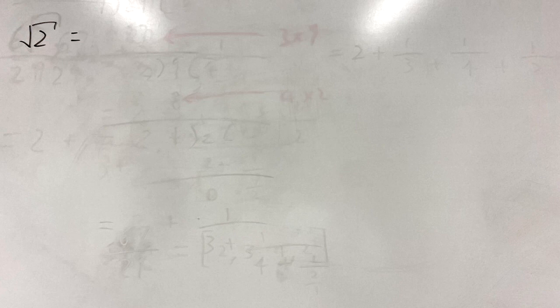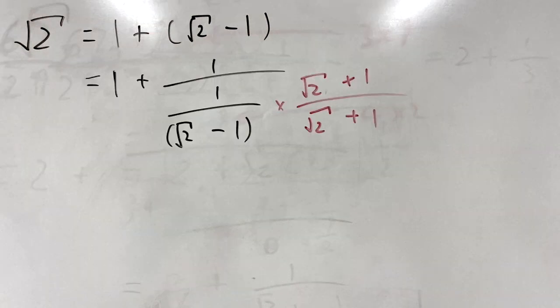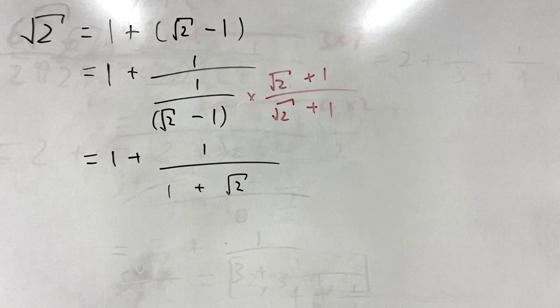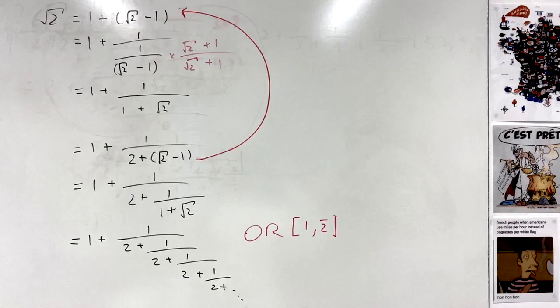In order to expand root 2, we first separate the partial quotient and the largest positive remainder. Next, we flip over and we try to simplify it. Eventually, we can see that we have to expand root 2 minus 1 again. We can see that this is an indefinite cycle. Therefore, all the remaining partial quotients will be 2.